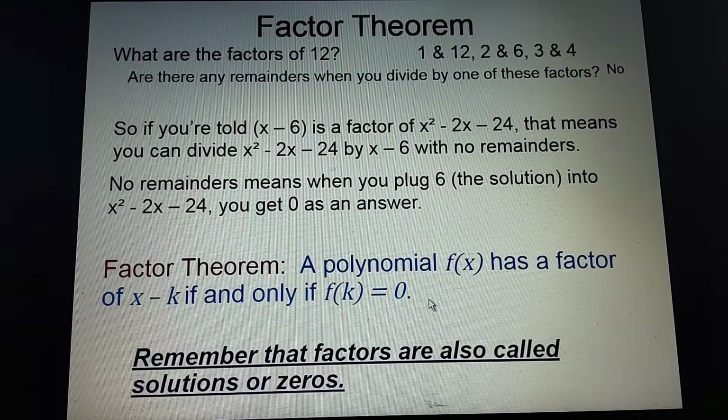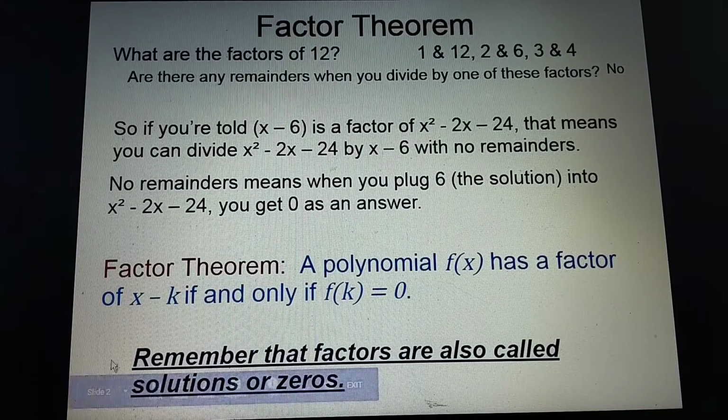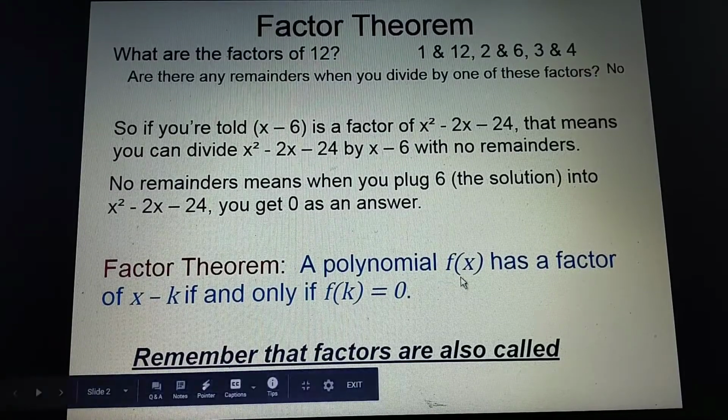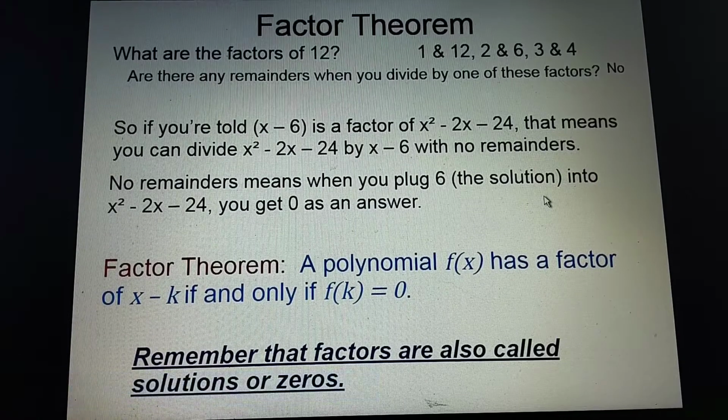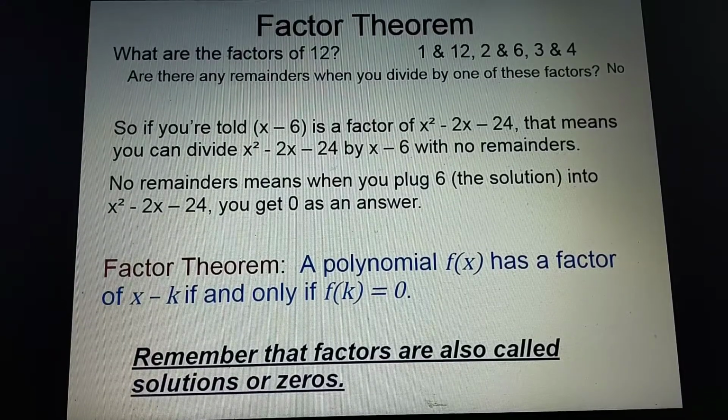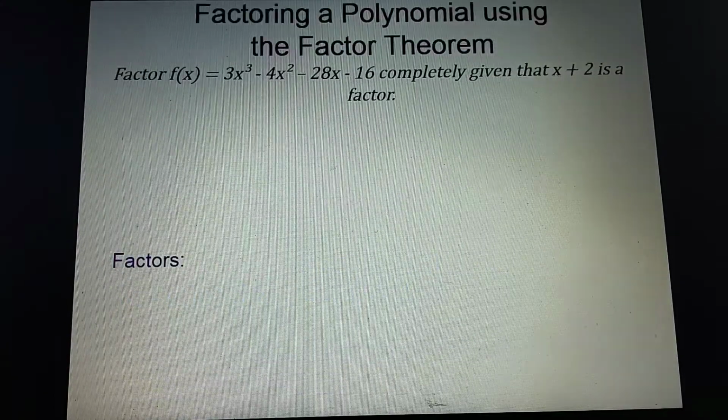The reason that's important is because it leads to a rule called the factor theorem. It says a polynomial has a factor of this if and only if, when I take this solution and plug it into the polynomial, I get 0 out. I know that doesn't really mean anything to you, but it's important to understand that there's an actual mathematical rule for what we're doing. Also remember that factors are also called solutions or zeros. Factors, solutions, zeros, all the same thing.